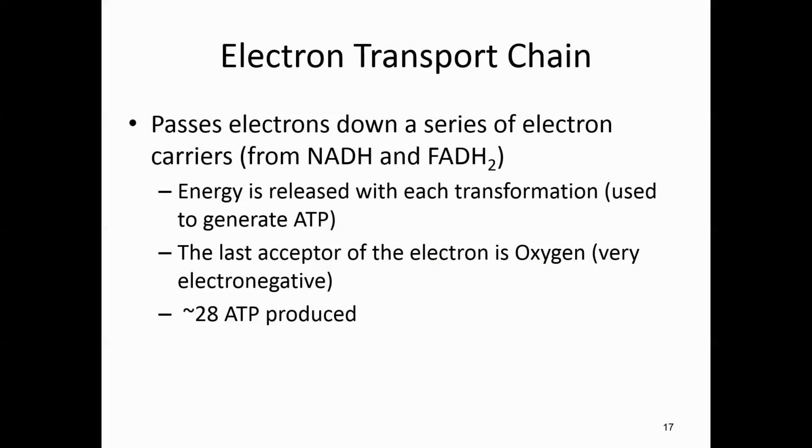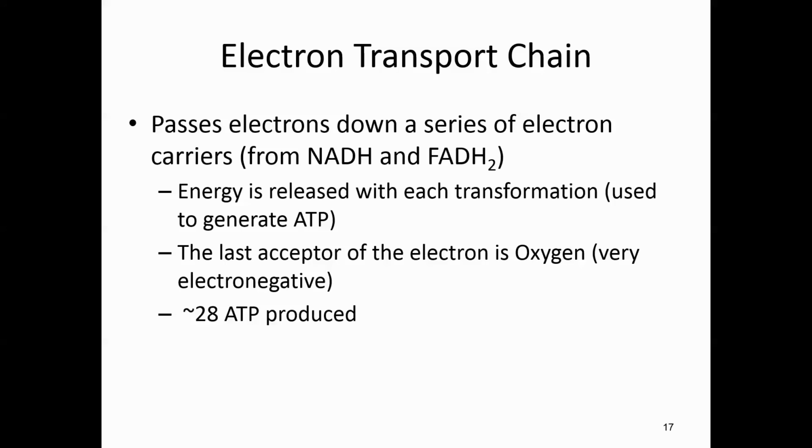So now we go to the electron transport chain. This is happening in the inner membrane of the mitochondria, or in the plasma membrane of prokaryotes. So NADH and FADH2 are going to drop off their electrons, and they're going to go down a series of electron carriers, releasing energy as they go, and that energy will be used to make ATP.